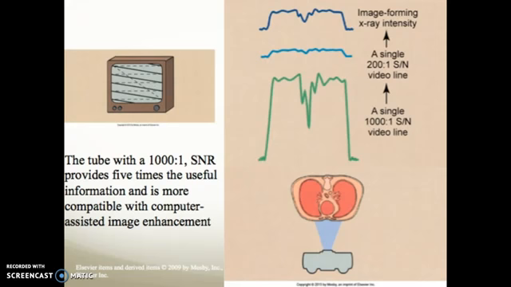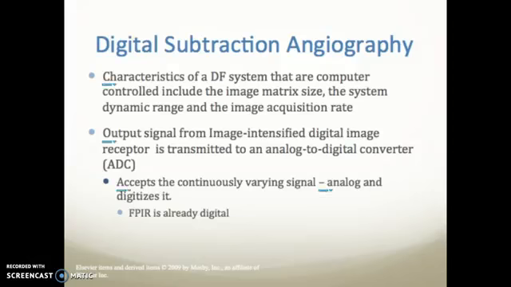So this gives you an idea here. We're at the 1,000 to 1 signal to noise, and you can see here with the 200 to 1 the difference, so it's a lot more sensitive. So the tube with the 1,000 to 1 SNR provides 5 times the useful information and is more compatible with computer-assisted image enhancement. So digital subtracted angiography.